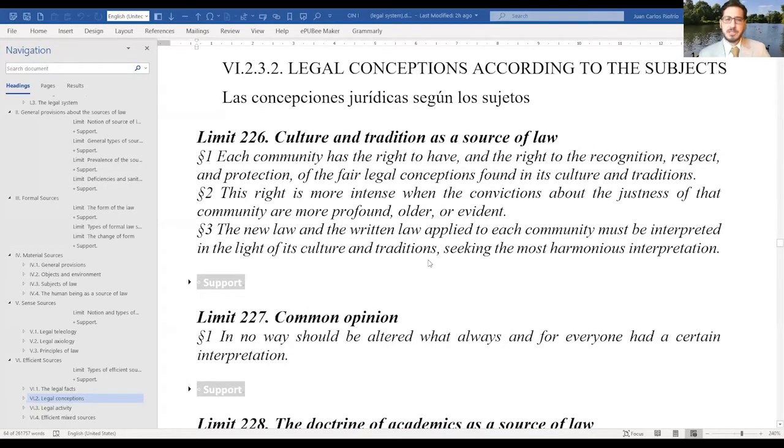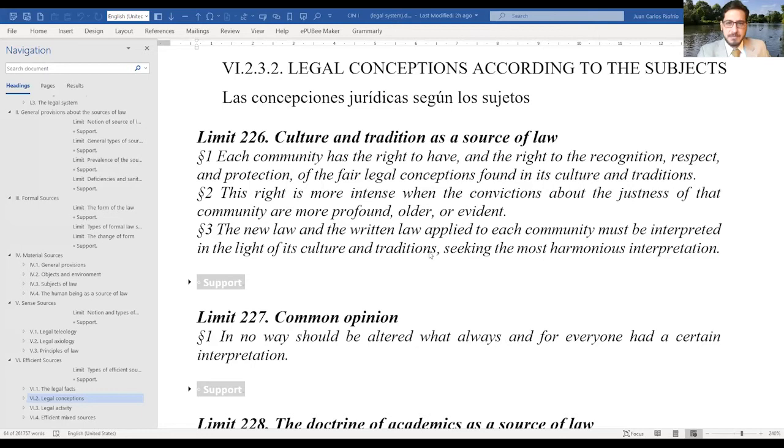I think that you have heard something about one, two, even three of these. No? As a source of law, culture and tradition, you have heard for sure. Each community has the right to the recognition, respect, and protection of the fair legal conceptions found in its culture and traditions. It is a right. Nowadays, there are so many treaties that talk about this right, the right to the traditions, to culture. What is culture? Well, this is a big topic. This is a big question.